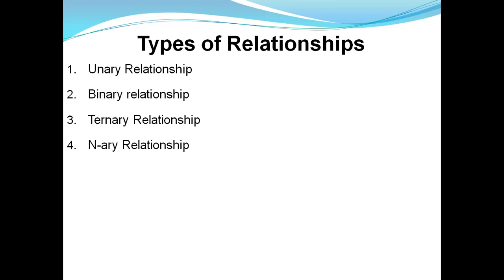So when any entity is related to itself, it is considered a unary relationship. One entity related to itself is a unary. One entity related to another one entity is considered a binary relationship. Ternary, when one entity is related to another 3, is considered a ternary relationship. N-ary relationship, when any entity is related to n number of entities. So simple. Unary, binary, ternary, n-ary.